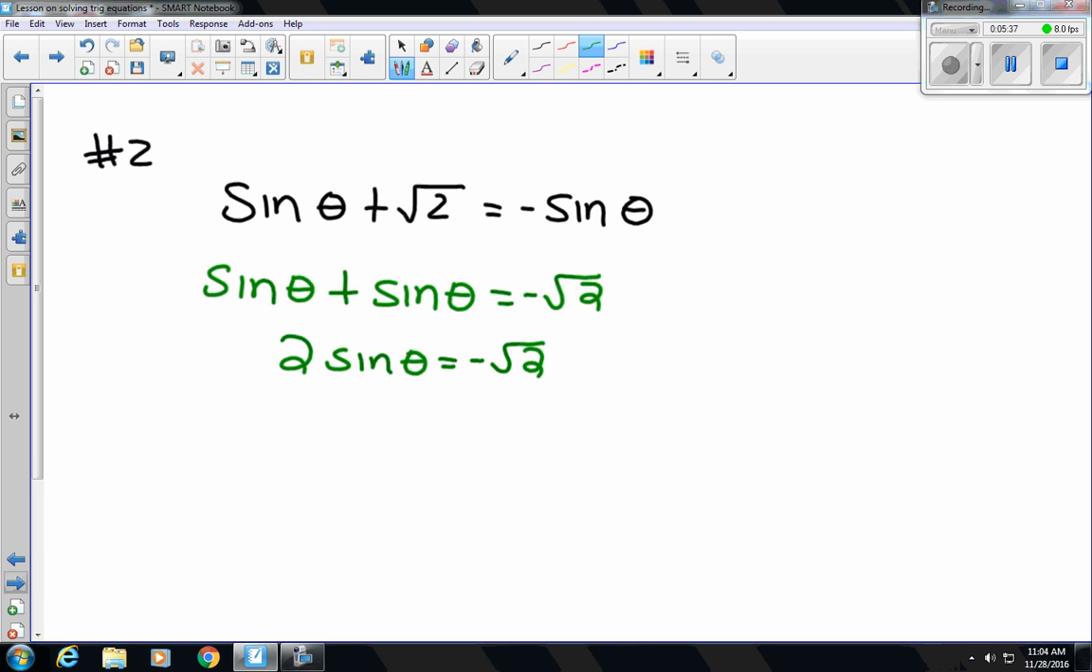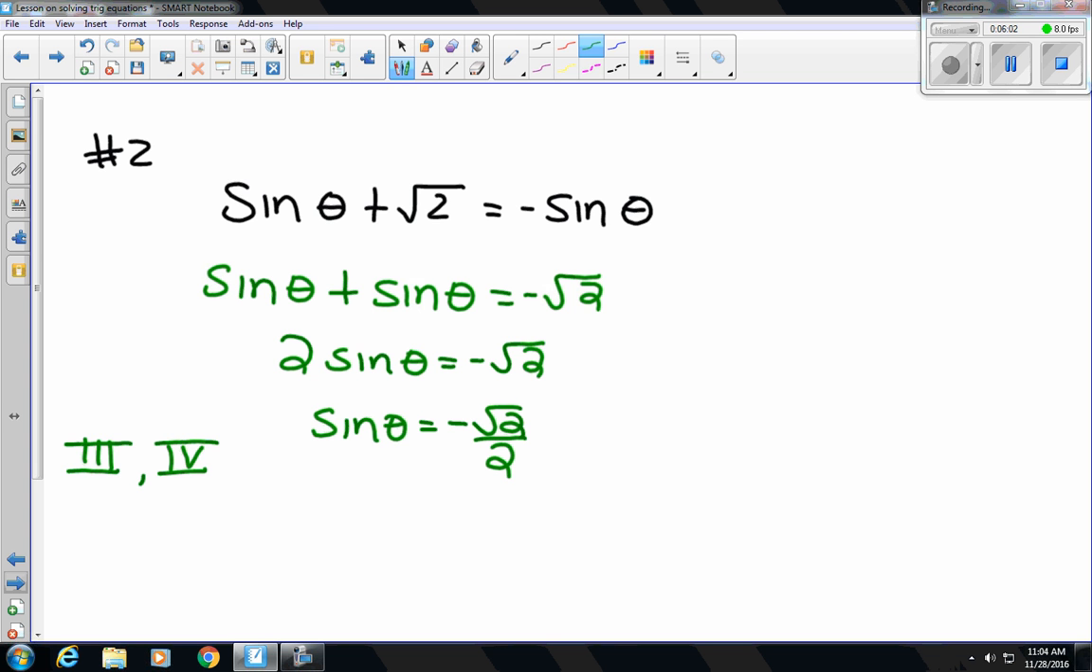So now what? I'm going to divide by 2. So the sine of theta is going to be equal to negative square root of 2 over 2. Okay. Where on a unit circle, in what quadrants is sine negative? So quadrant 3 and quadrant 4. Okay, so that means that I have to have 2 answers to this question.